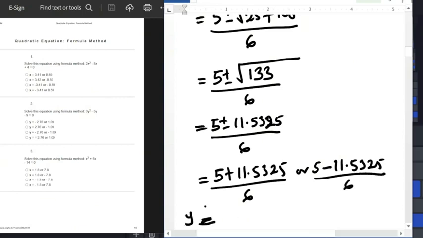So let's see the final answer. y equals 5 plus 11.5325 divided by 6, which gives 2.76, or 5 minus 11.5325 divided by 6, which gives minus 1.09. Sorry, this is 6. So 2.76 and then minus 1.09. That is option B. You have to be very careful. The options look alike. So we'll go to question number 3 now.